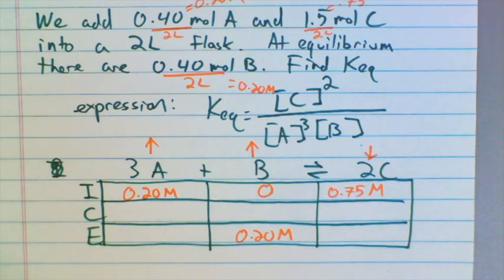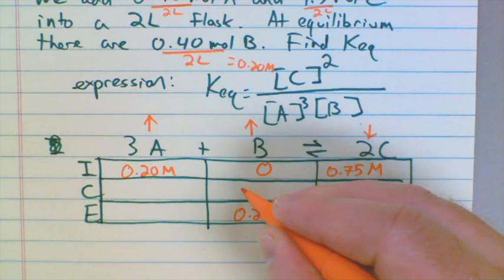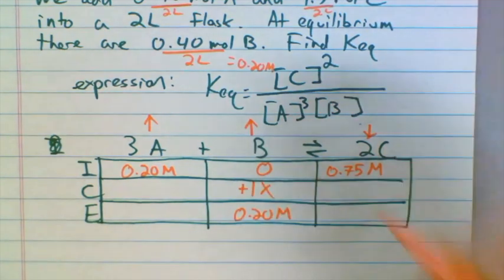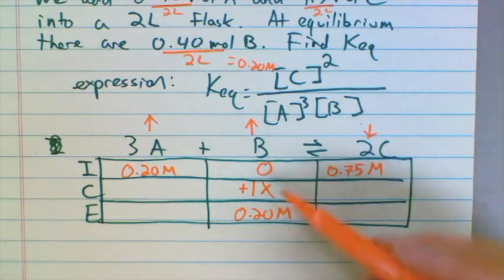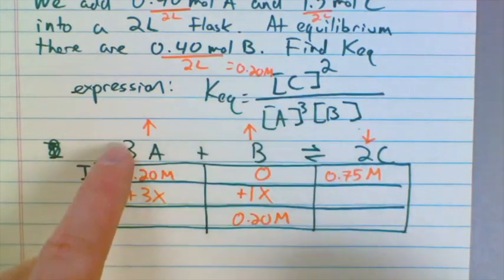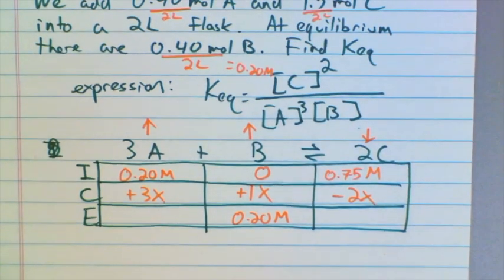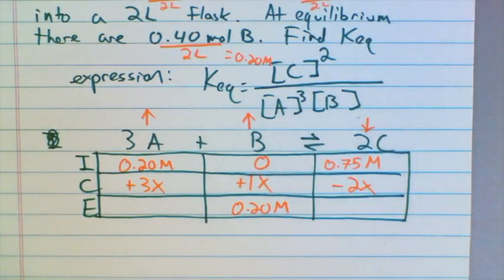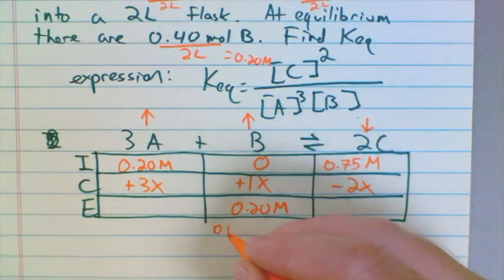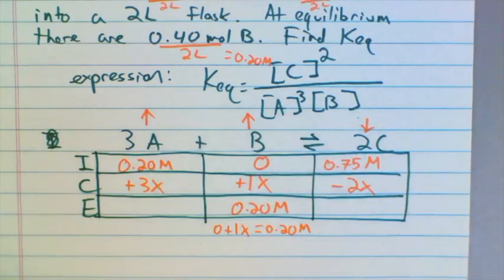Okay, so now we can start putting our x's in. Let's do this one first. What's this one going to be? Plus 1x. It's going to change by a factor of x, and it's going up. What's this one going to be here? Plus 3x, the coefficient. And this one over here? Minus 2x. So now we've got a box here that we can solve for x in. We have 0 plus 1x equal to 0.2 molarity. So x is 0.2.